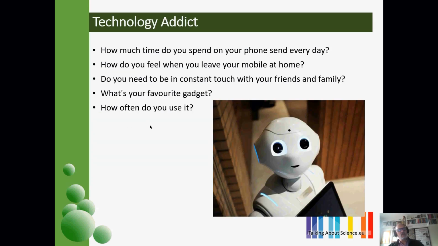So how much time do you spend on your phone every day? Too much, I think. That's the answer for most people. Do you ever leave it somewhere and get a vague sense of panic? So, oh, where's it gone? Where's it gone? I need to. And you ask your partner to phone around the house so that you can find out where it is.